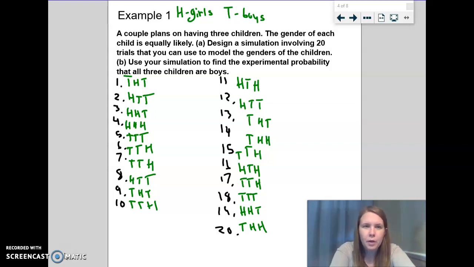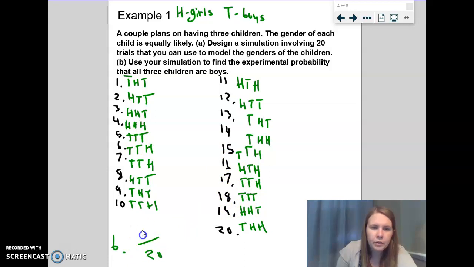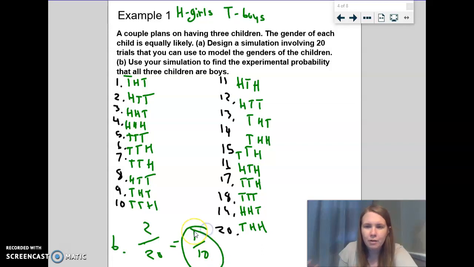Then my big part was B. Then we needed to decide what is my experimental probability of getting all boys. So I actually ran into 2 trials that gave me all boys or all tails, which were trial number 5 and trial number 18. So out of my 20 trials, 2 of them resulted in all boys, and so my probability then would be 1/10, okay? So 1 out of 10 couples would end up having all boy children, okay?